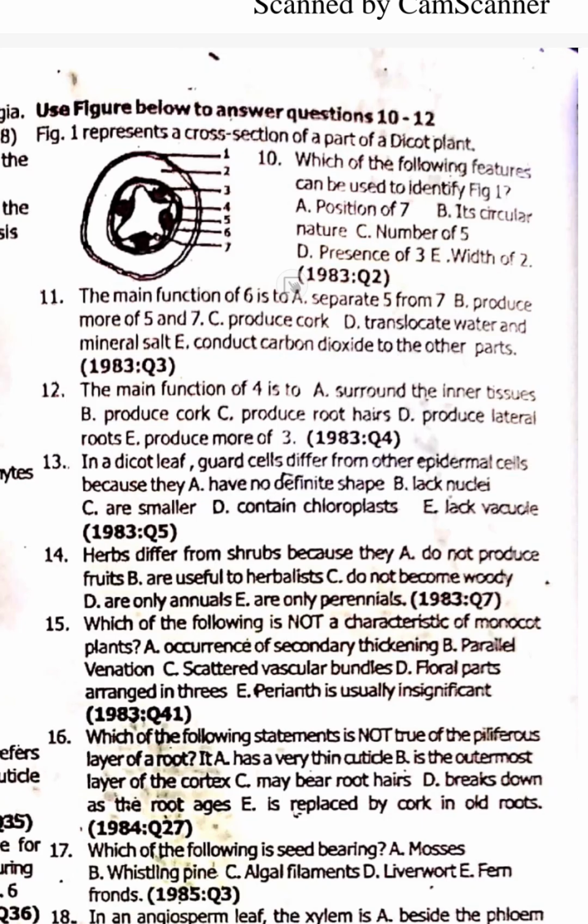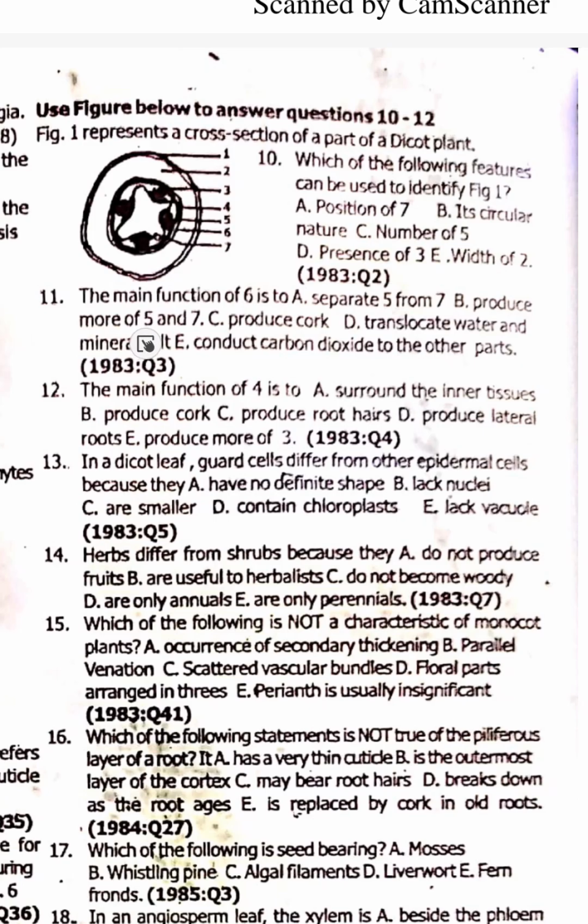Number 5, they call the phloem. This 6, they call cambium. This 7, they call xylem. So number 10 is option A. The main function of 6, which is the cambium, is for secondary thickening or secondary growth, so it produces more of 5 and 7.